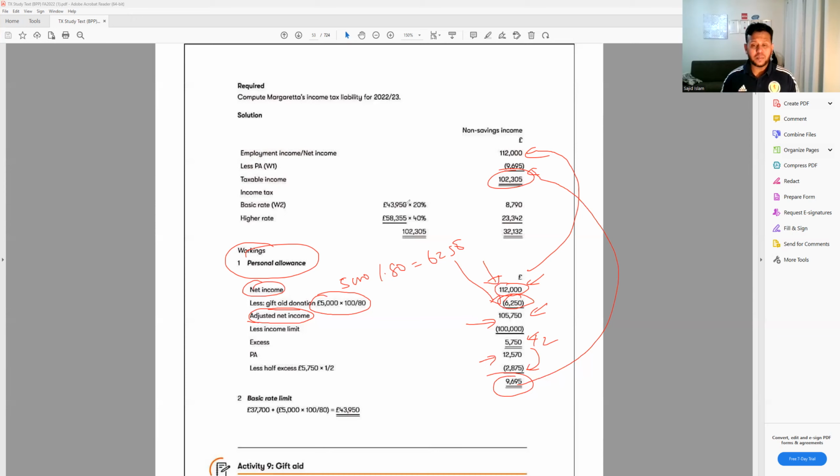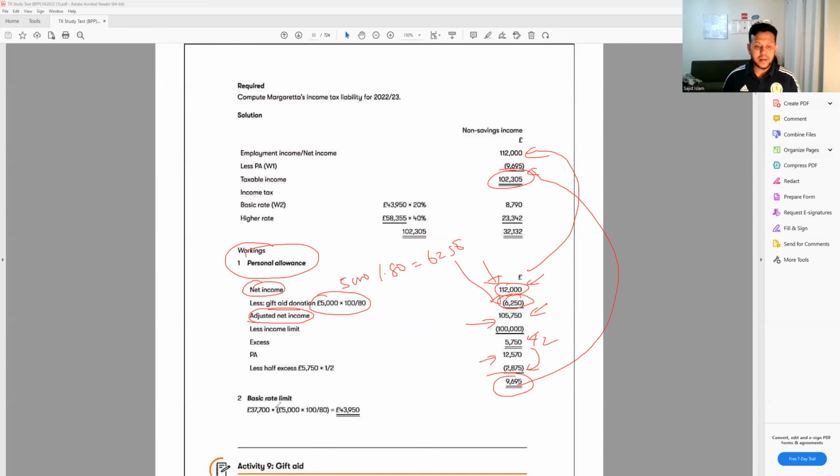Now again, there's one more thing we have to know. The gifted donation has two impacts. One, my personal allowance will be increased by adjusting my net income, so my net income will be reduced by the gross amount of the gifted donation. Also, my basic band will be extended.